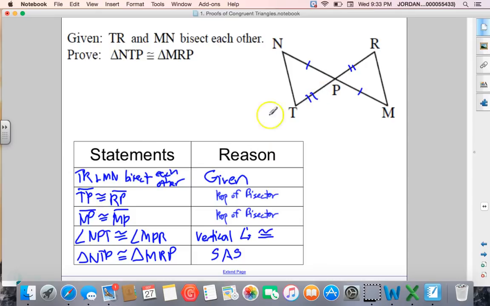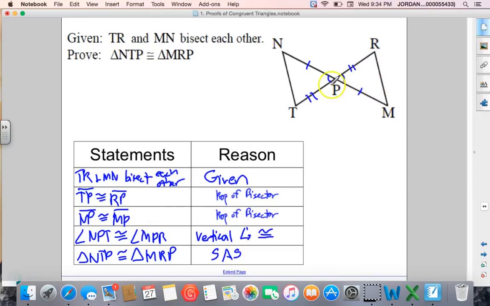So that gives us new information. So now we can make some more statements. We can say TP is congruent to RP because of the property of a bisector. It cuts it in half. Same thing, NP must be congruent to MP because of the property of a bisector. It got cut in half also. So then from there, what else do we know? Well, we also know this angle is congruent to that angle. How do we know that? Because they're vertical angles, right? So we would say angle NPT is congruent to angle MPR.